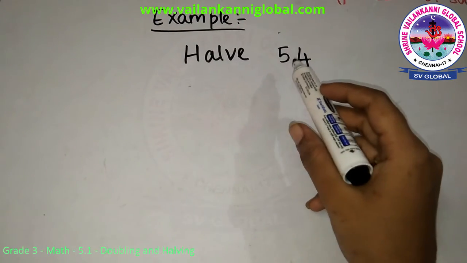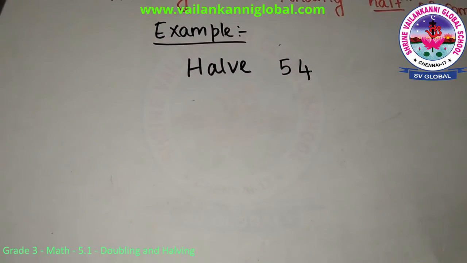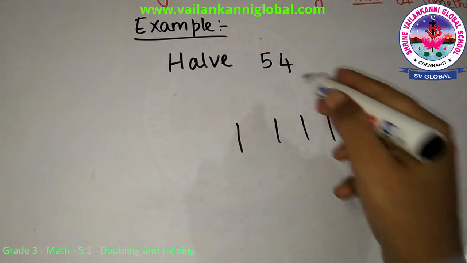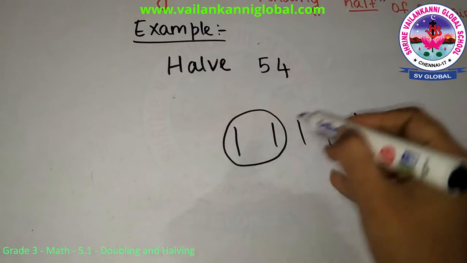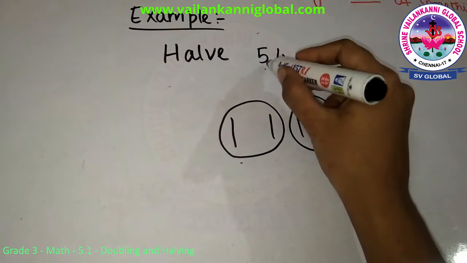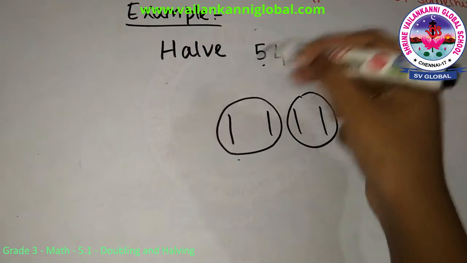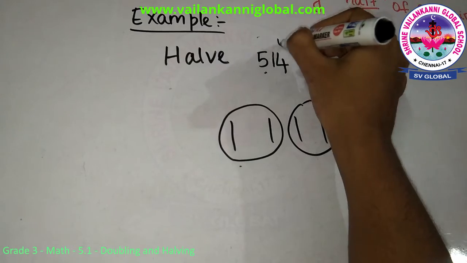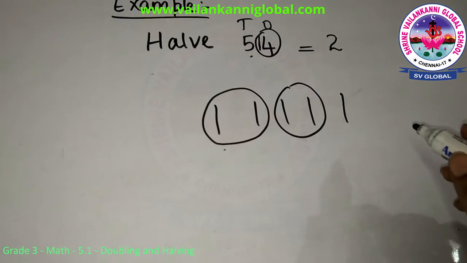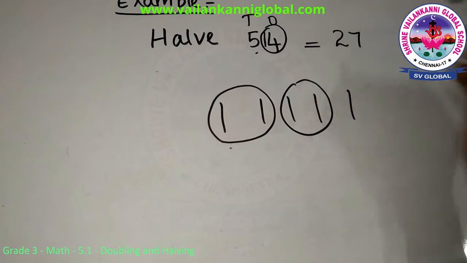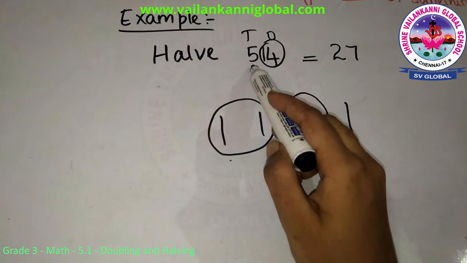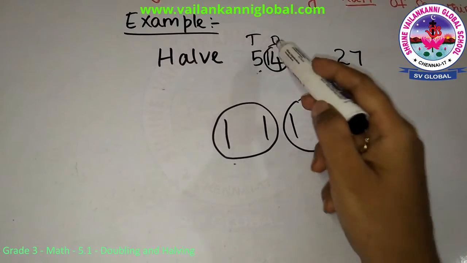Similarly, half of 54. We cannot find an exact half of 5; we will get one extra. 1, 2, 3, 4, 5. Because it's an odd number, it will not make exact pairs. So we've got 2 sets. We write that 2 here for the 5, and the one extra goes to the ones place. So ones is 14 now, and half of 14 is 7. So in this way, if you get one extra in the tens column, you just shift it to the ones column, and with that you find the half.